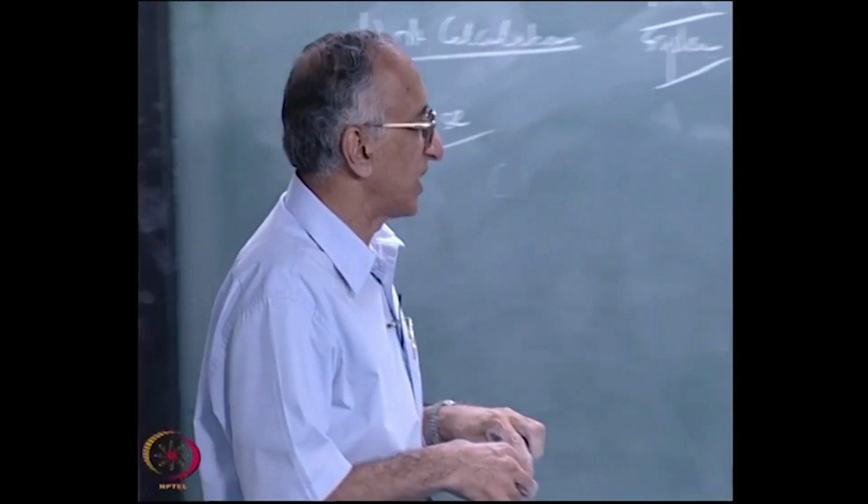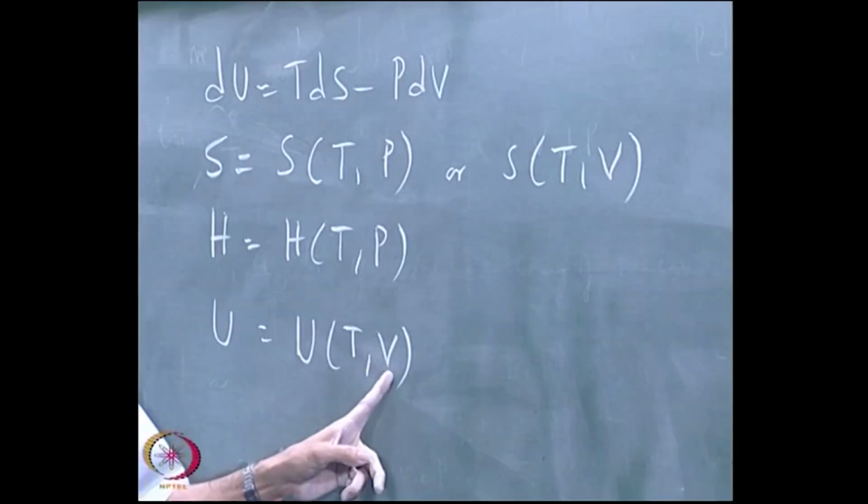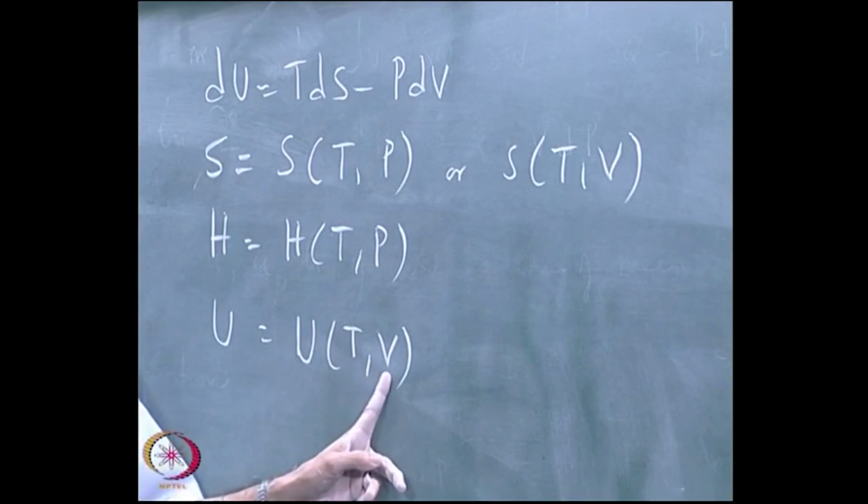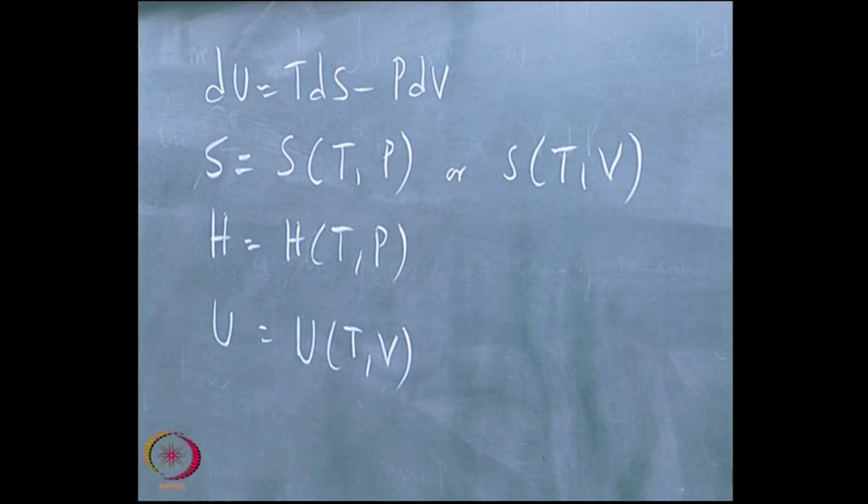P is a function of volume, that is how you express it, not volume as a function of P. So even if you take the van der Waals equation you have to solve a cubic equation to get the volumes, whereas pressure is given explicitly. So the more convenient variables in terms of expressions are T and V, but the convenient variables for integrations are T and P. So you can choose either of them.